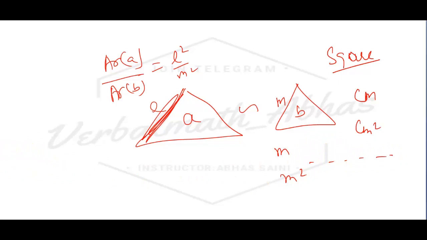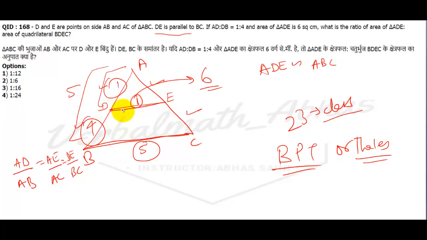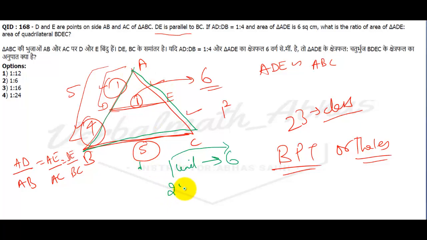In this question, DE is 1 unit and BC is 5 units, so the area of ADE is 1 square unit. But the given area is 6, which means 1 is equal to 6, and you have to calculate the complete area. So 5 square is 25, and 25 units will be 25 into 6, which means 150.